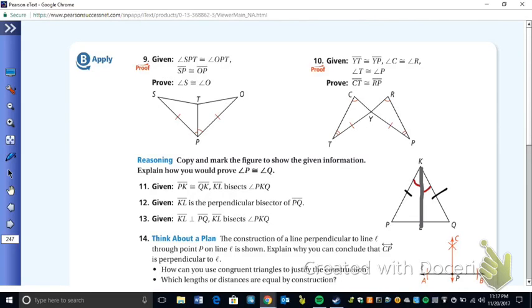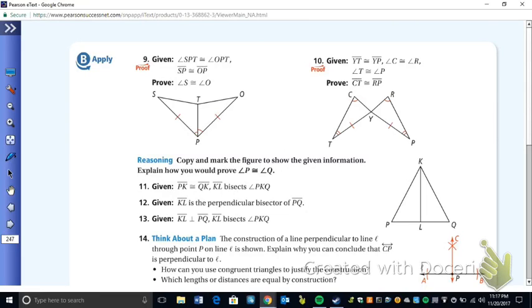We look up there, we also see that KL is congruent to KL. That's the reflexive property. And hey, look, we have side angle side, side angle side. So we can then know that KPL and KQL are congruent. Once we say that those two are congruent, then we can say that corresponding parts of congruent triangles are congruent, or that P is congruent to Q. And that would be by side angle side.